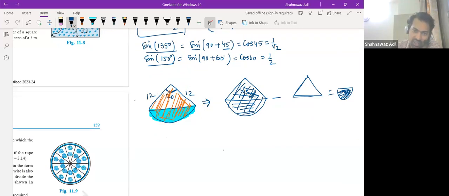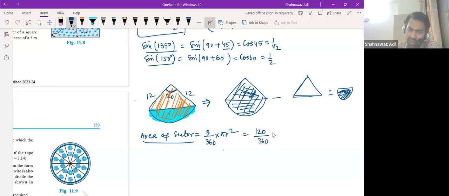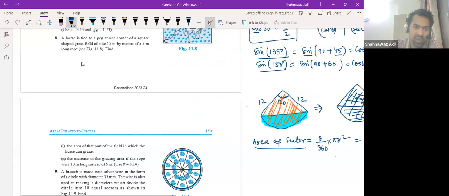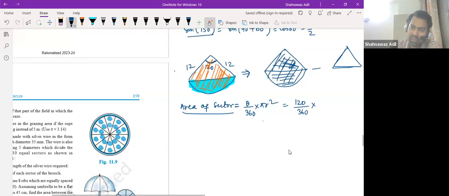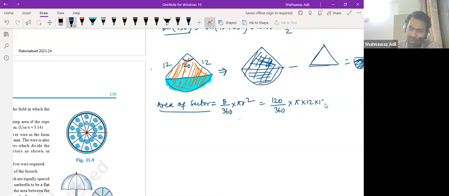So we have to find out the area of the sector. What is the area of the sector, Amar? Please revise, otherwise you guys will forget. It is theta by 360 and pi r squared. So, 120 by 360 and pi. Have they told us to take the value? Yeah, 3.14 and r is 12, so pi and 12 and 12. So 48 pi. And then the area of a triangle.